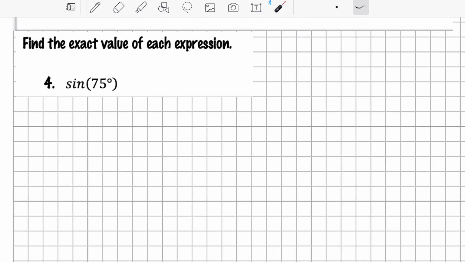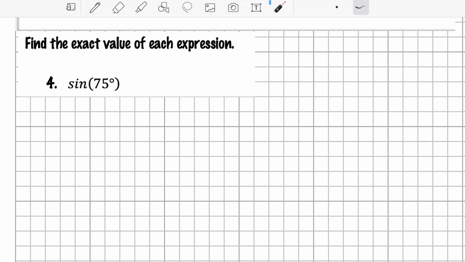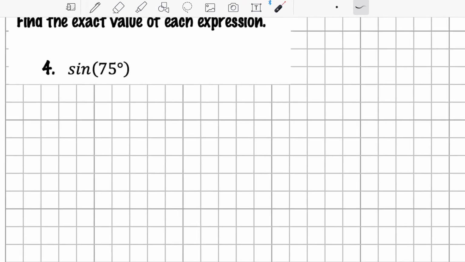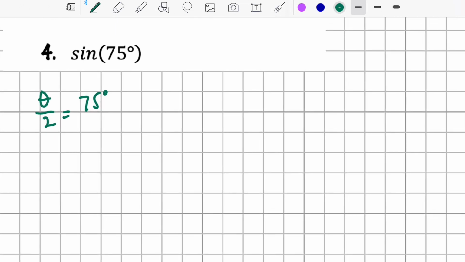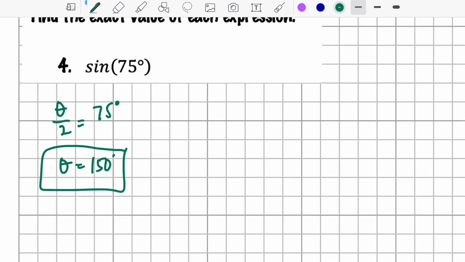So here we go. Find the exact value of each expression. Sine of 75 degrees. So what we want to do is set theta over 2 equals 75 degrees. So what I want to do is solve for theta. We have to multiply both sides by 2, so theta equals 150 degrees. That's the angle we're going to use.